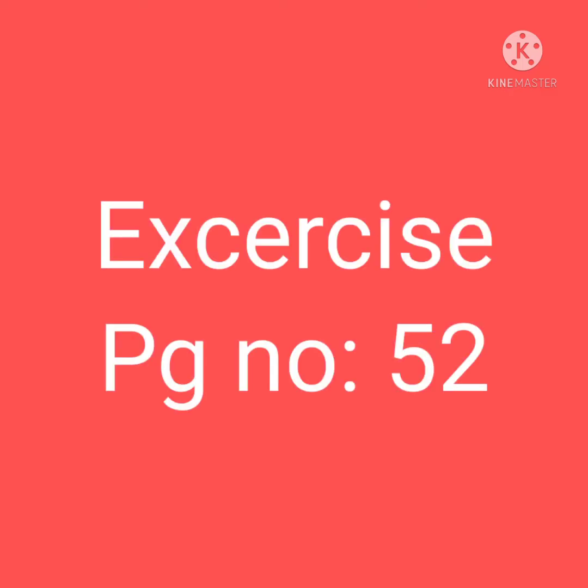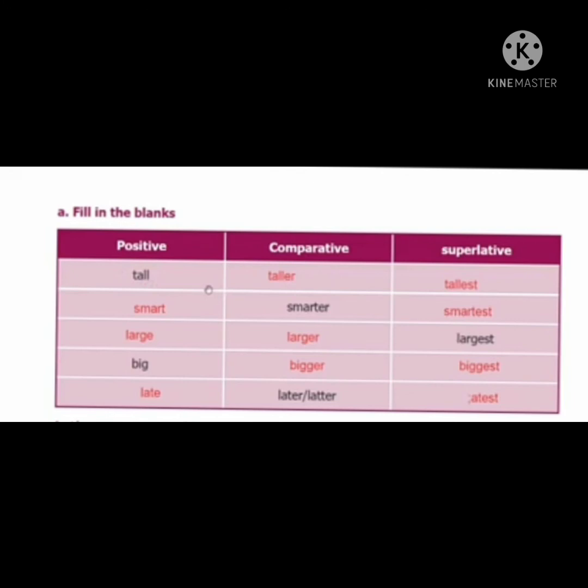Next, in the book exercise, page number 52, they have given fill in the blanks. First you look at positive, they given tall. So in comparative, you look, T is a consonant, A is a vowel, L is a consonant, L is a consonant. So you have to add ER, EST if the word ends in double consonants. Taller in comparative, tallest in superlative. Likewise, you complete the other exercise.